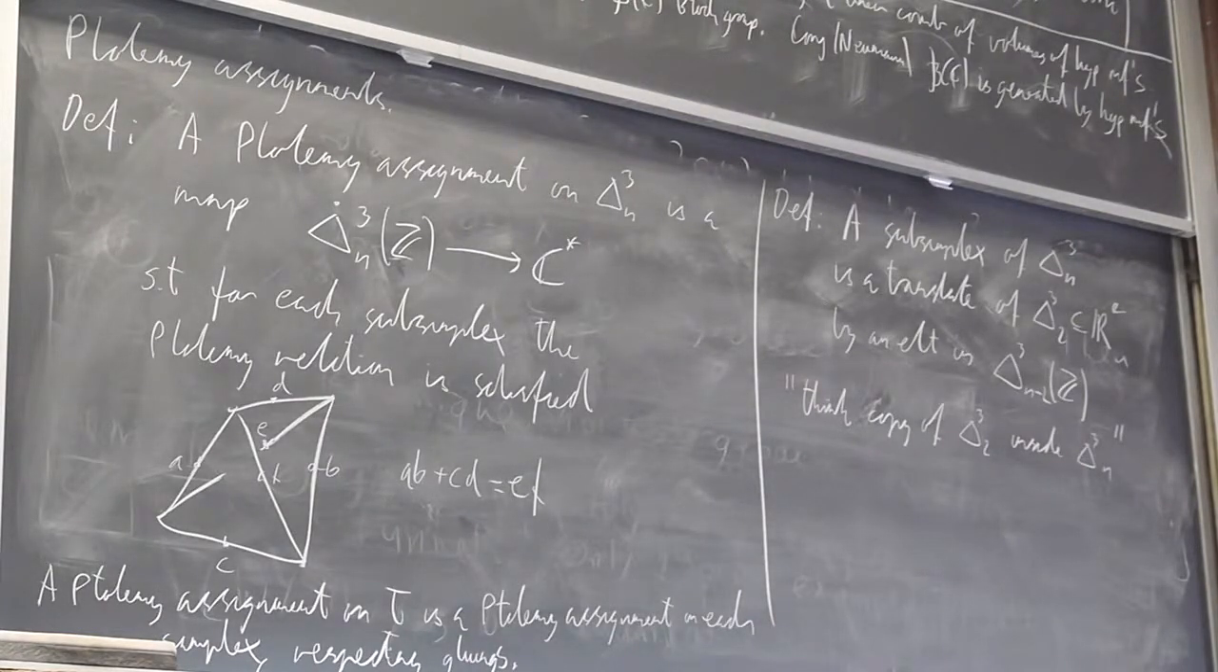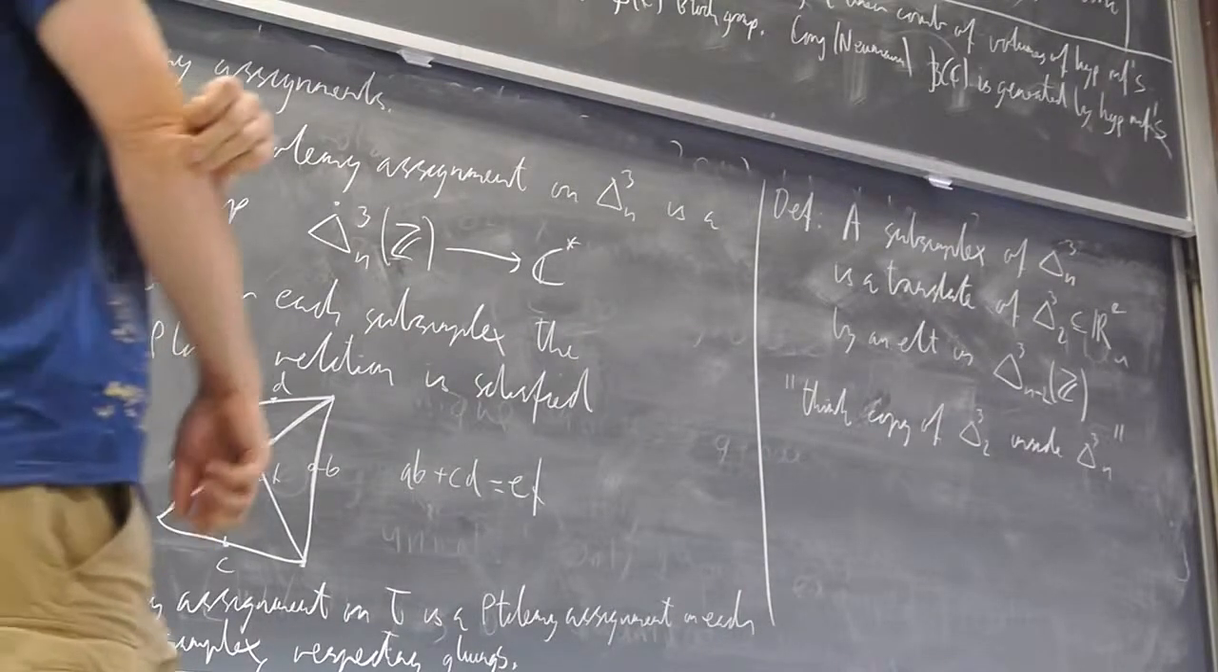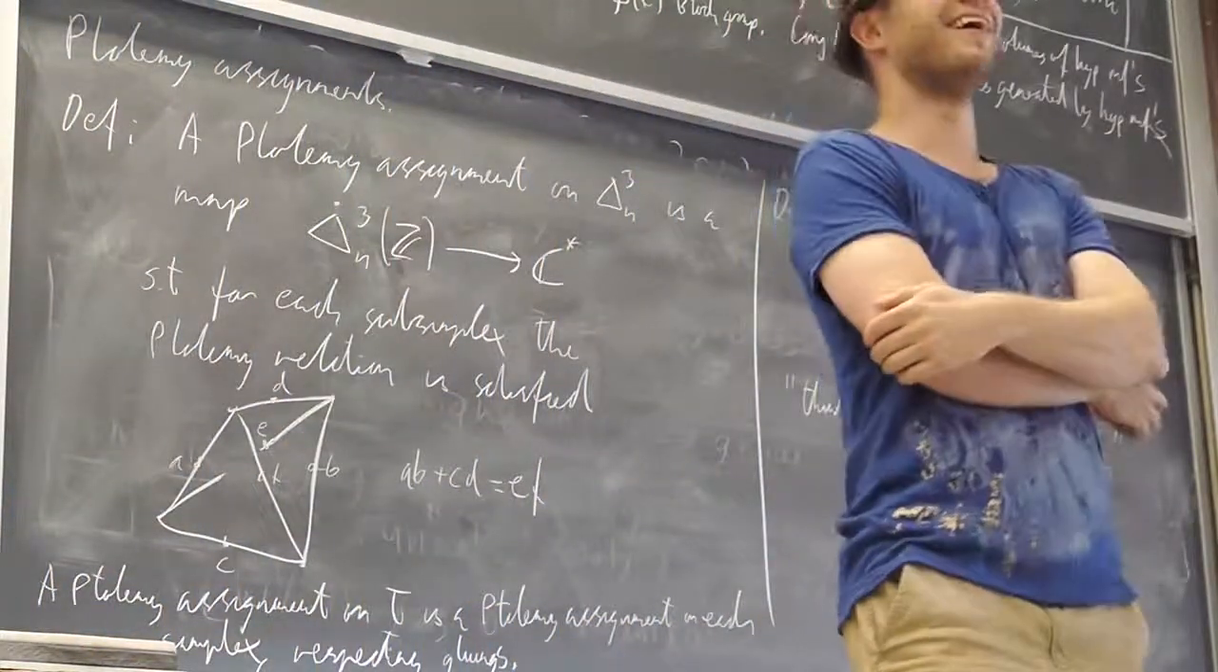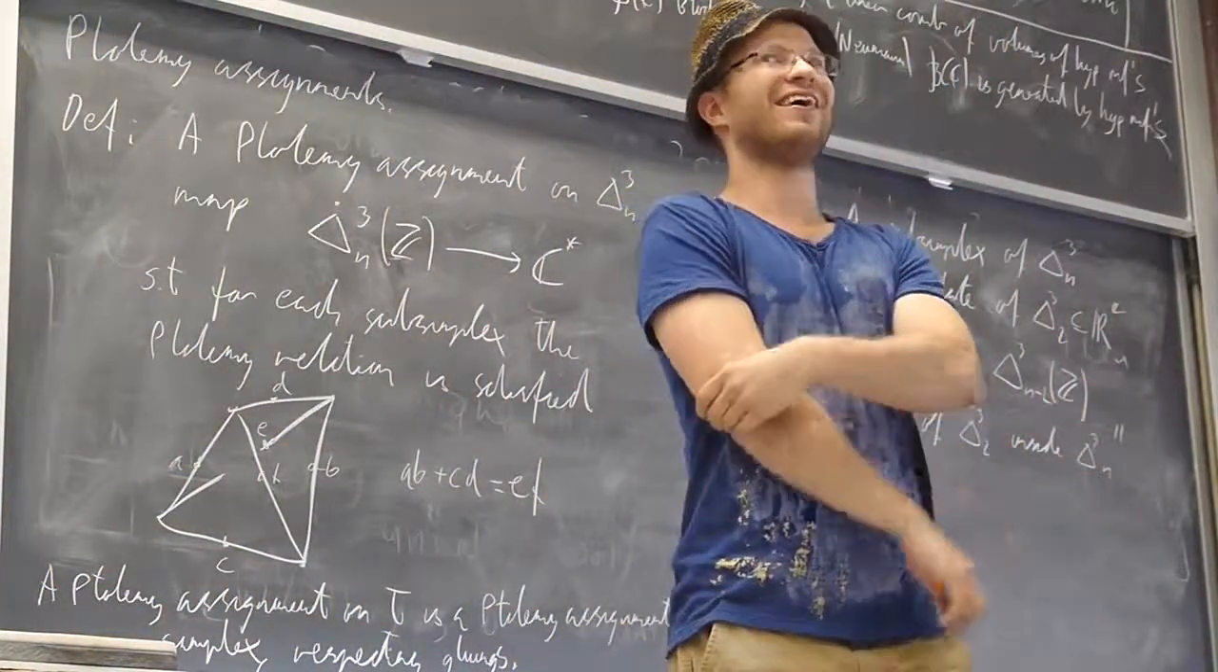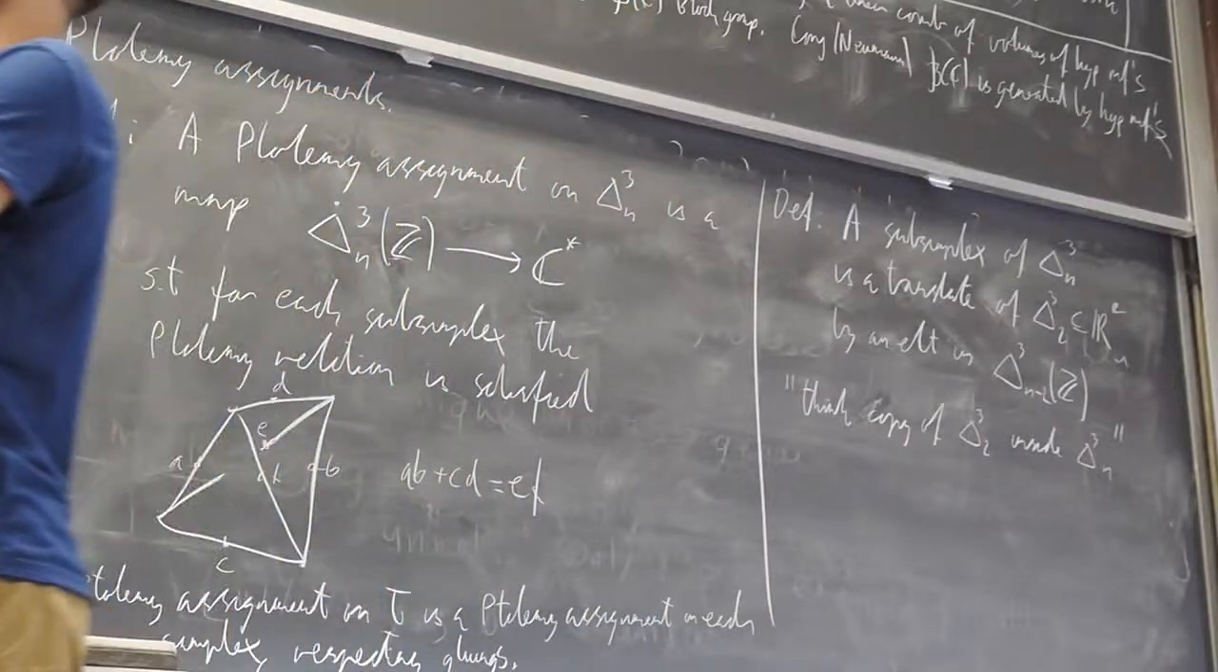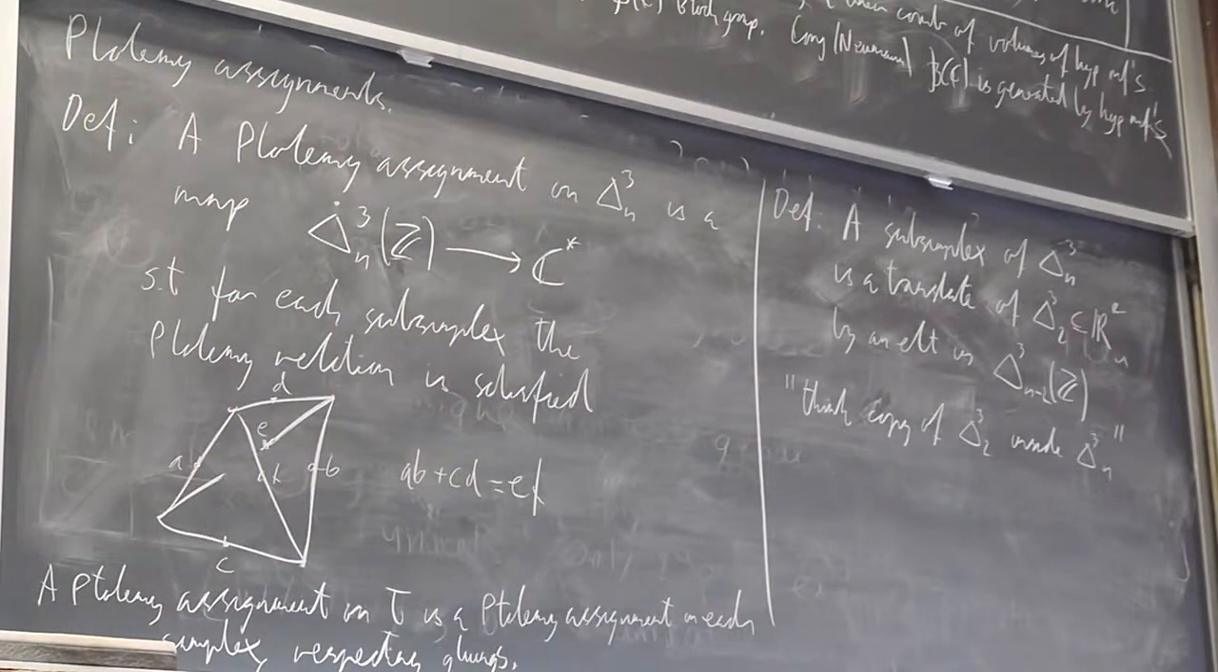Yes? Can you use the higher representations to detect more boundary slopes? Oh, that I have no idea. I mean, in SL2 you can get some, but not all, right? Maybe for SL4 you get more. Good question. No idea. Never thought of that. Sounds like a nice question.